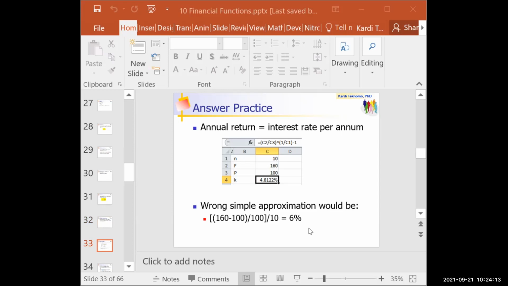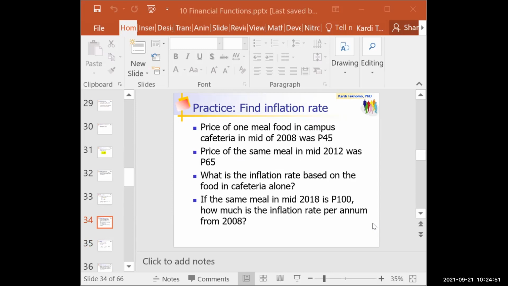So if you just divide by 10, that is 6%. This is not correct. So you need to use a scientific calculator. If you want to use a calculator, you need to use a scientific calculator. You cannot just use the normal calculator. Until here, can you follow, Livy, Joy? Yes, sir. Is Joy still there? Yes, sir.